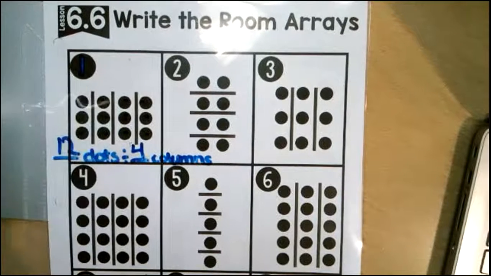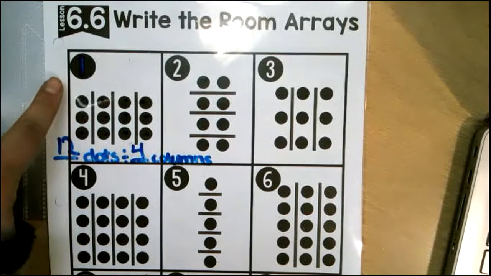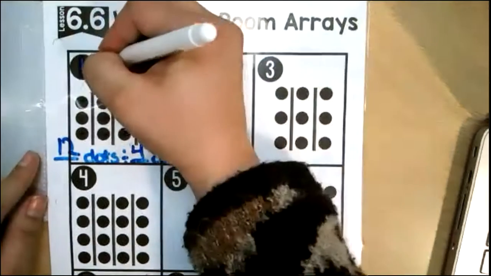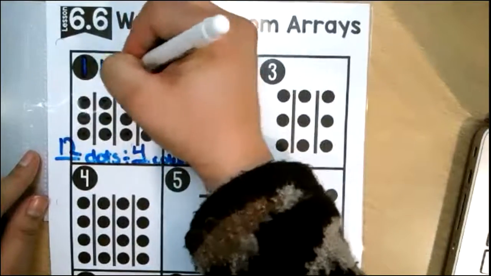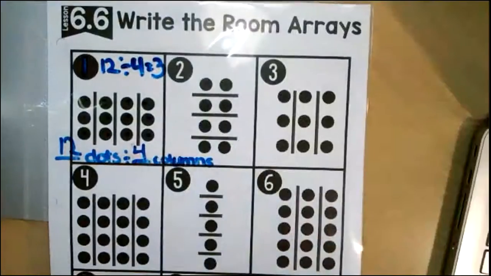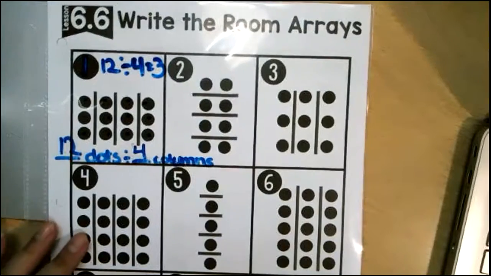Now, how do we know what our answer is? 12 divided by 4. Right, we look at how much is in each column. So there are 3 in each column. So 12 divided by 4 equals 3. All right, friends, let's do one more.